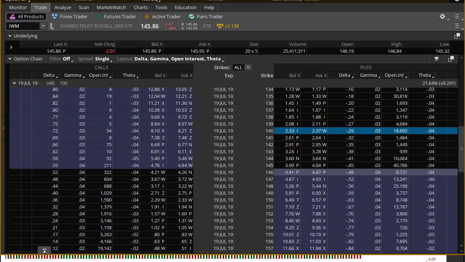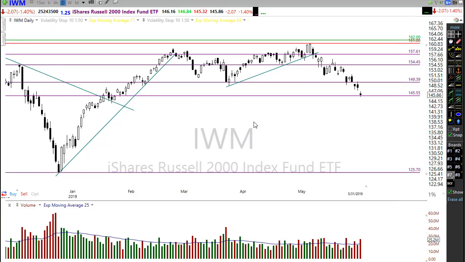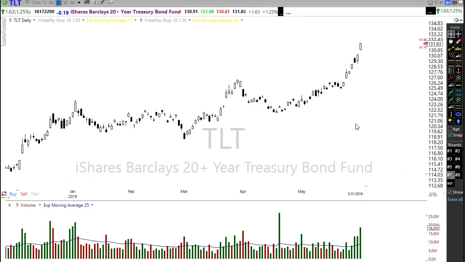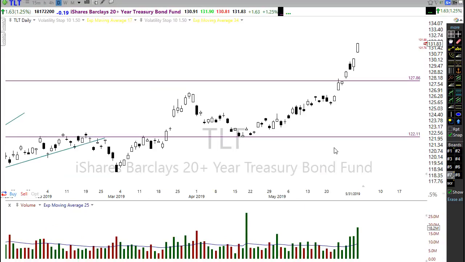Take advantage of those big changes. For example, there probably wouldn't be any really good trades here. There might not be 30 cent credit spreads here, but take a look at this move.